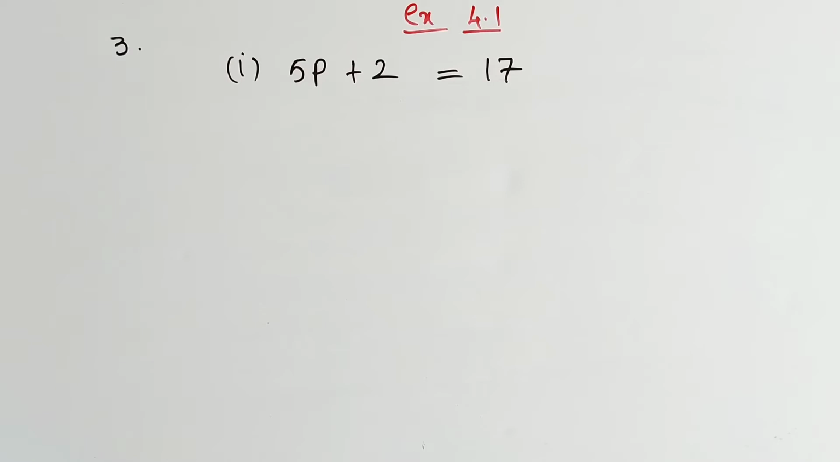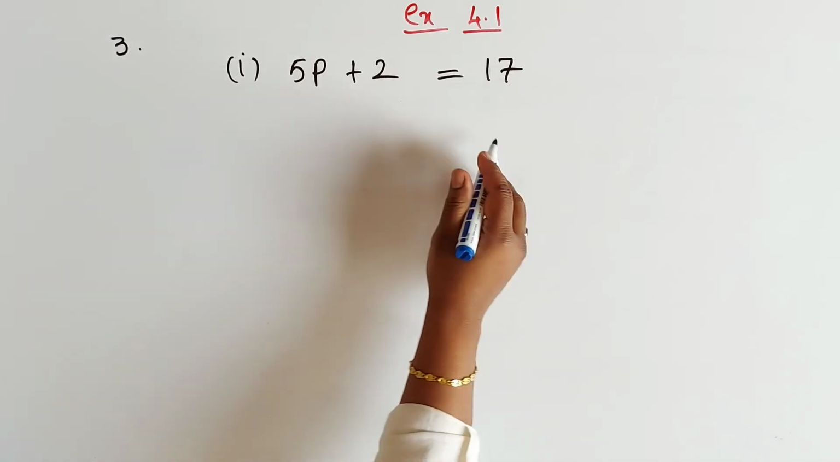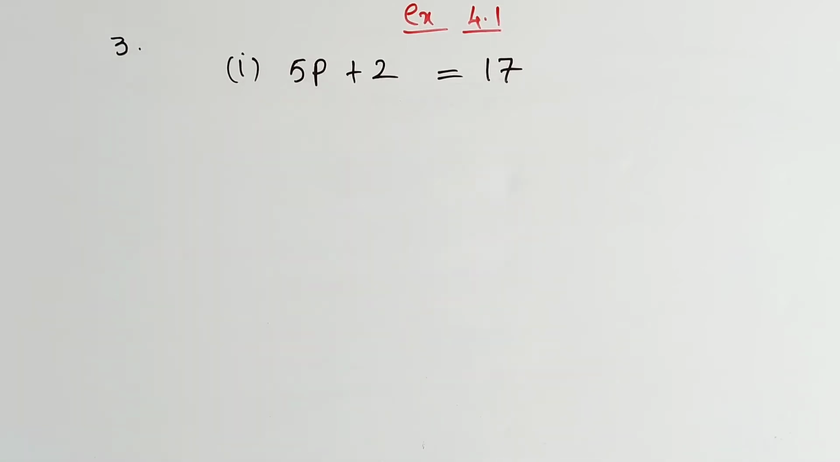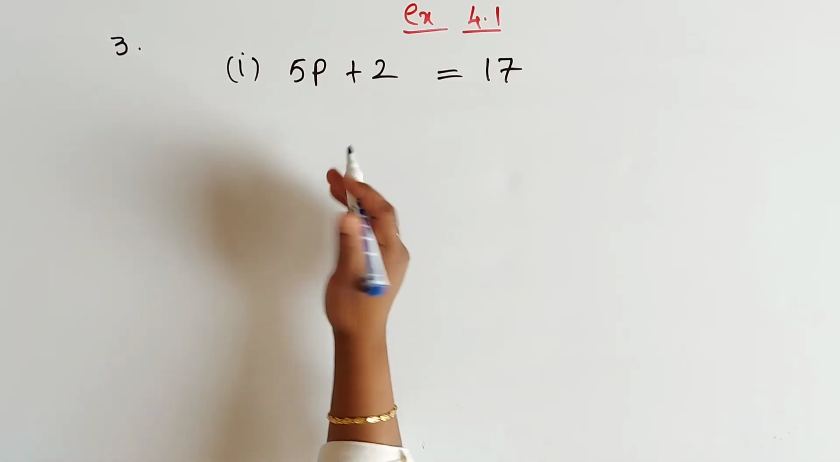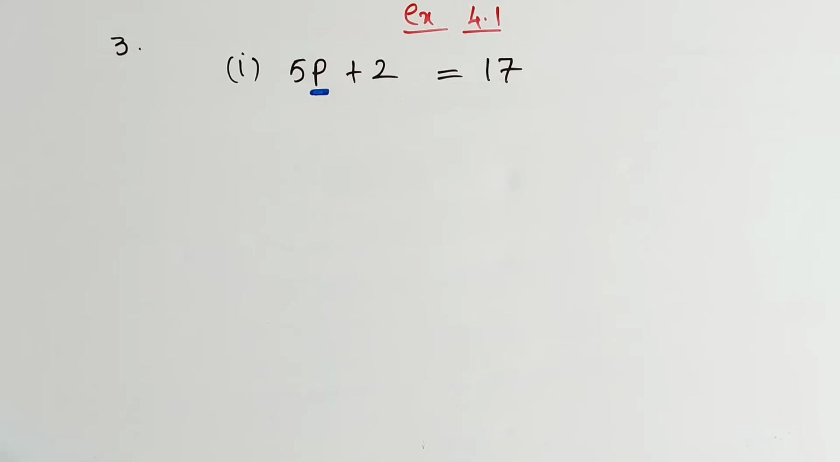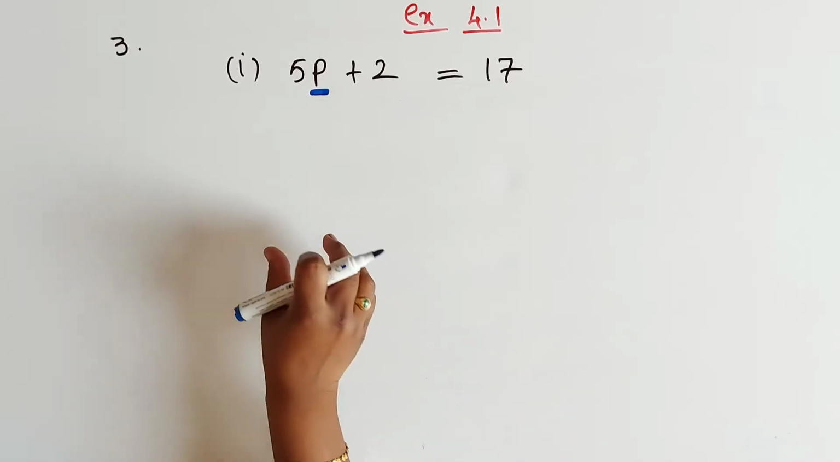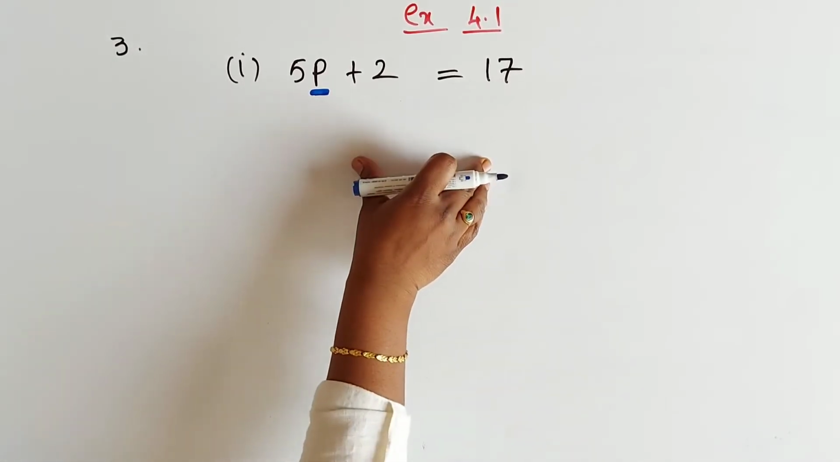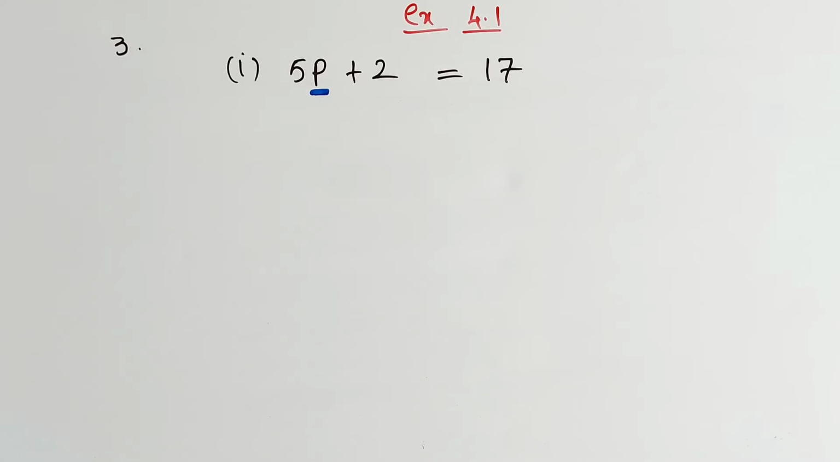Third question, children. Solve the following equations by trial and error method. Here they have given one equation 5p plus 2 equal to 17. We have to use trial and error method, children. That means we have to try various values for this variable. Here variable is p. We have to try 1, we can try 2, or we can try 3, 4, 5, many values. Which value is satisfying this equation, that is the solution for this equation, children.